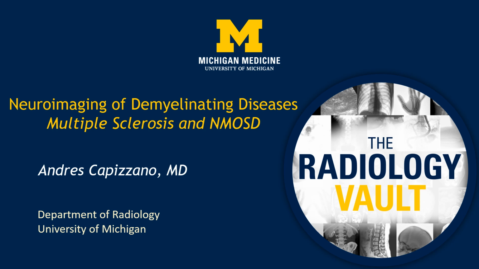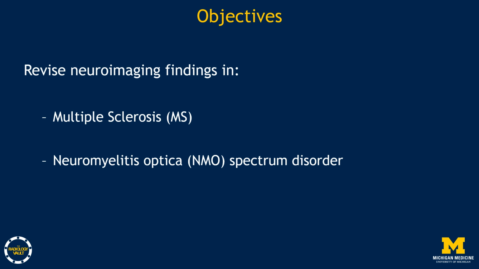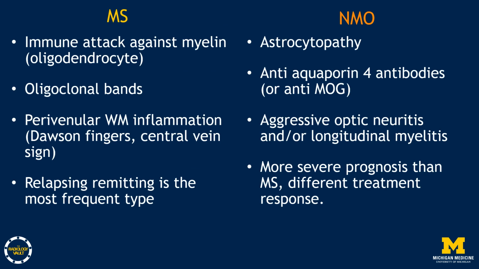Hello, I am Andres Capizzano from the University of Michigan. I will be talking today on neuroimaging of demyelinating diseases, multiple sclerosis, and neuromyelitis optica spectrum disorder. I have no disclosures. My objectives are to revise neuroimaging findings in multiple sclerosis and NMO.